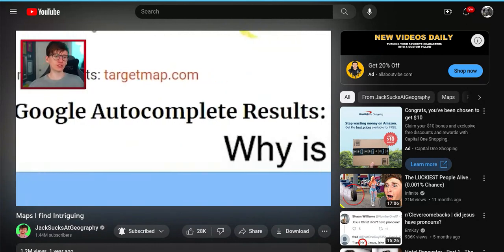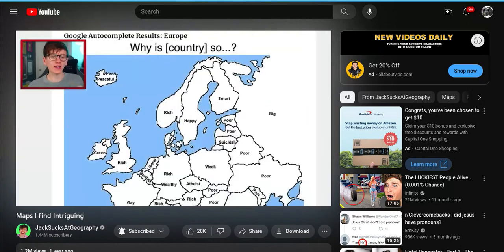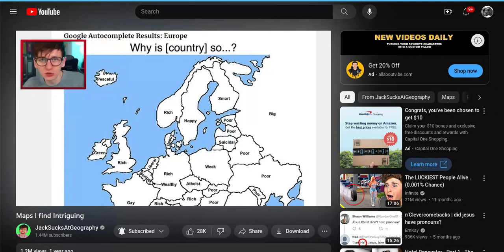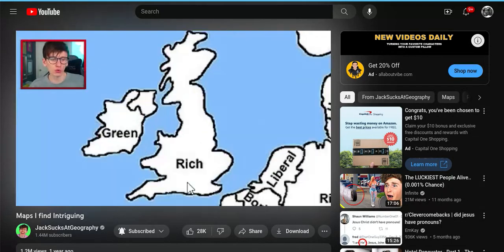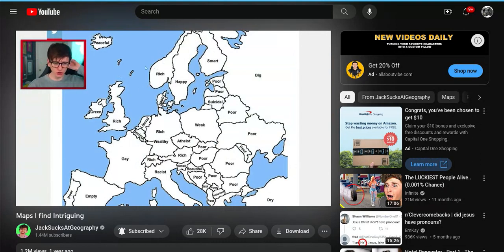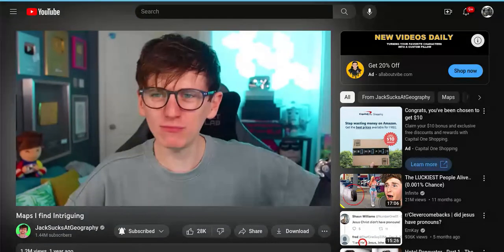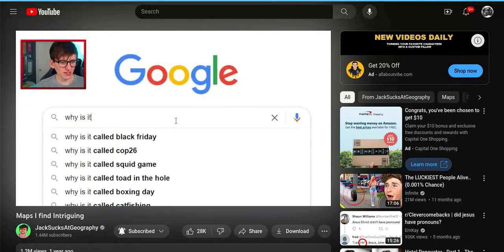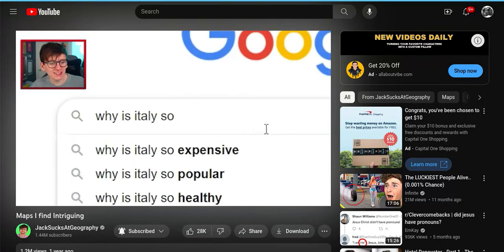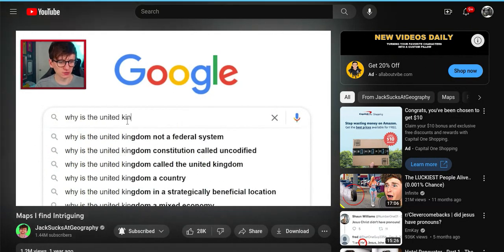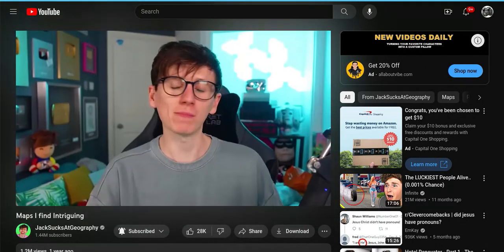Oh, this is interesting. Google autocomplete results. Europe. Why is insert country here so... So when you type into Google, why is the United Kingdom so, it auto-completes with rich. And it does that for a few places, it seems. We've got Norway, and we've got Germany. For Italy, apparently it says racist. I want to fact check this. Why is Italy so expensive? It's out of date. Why is the United Kingdom not a federal system? That map's talking out of its arse.